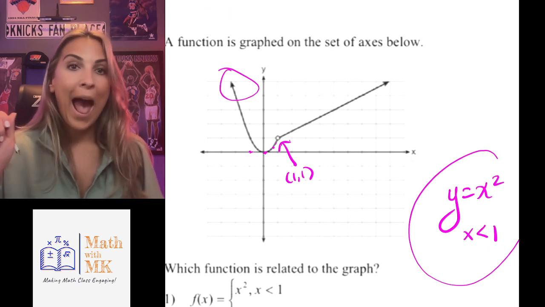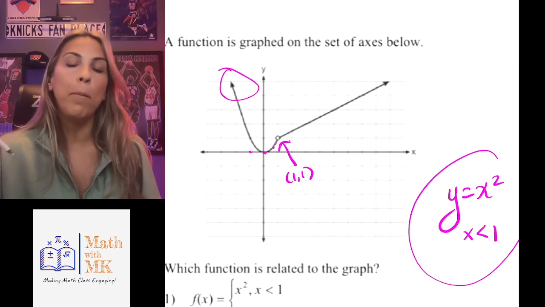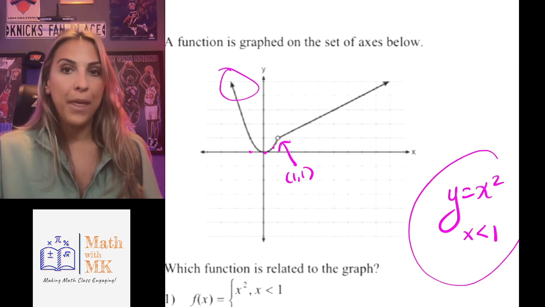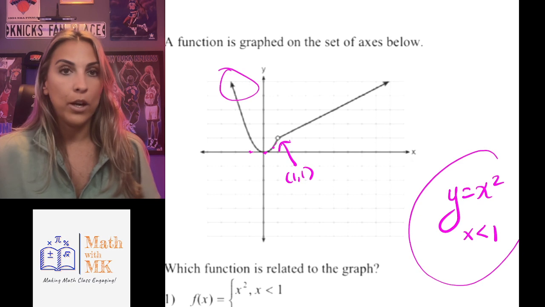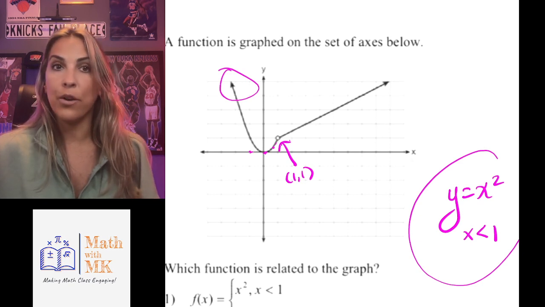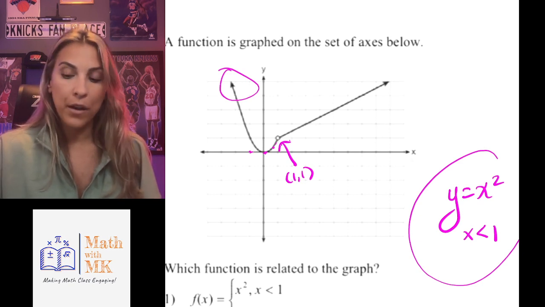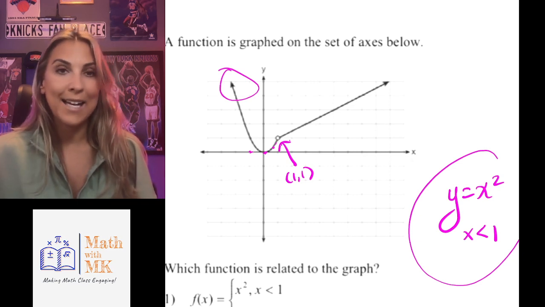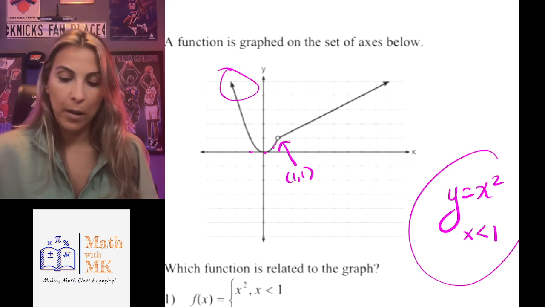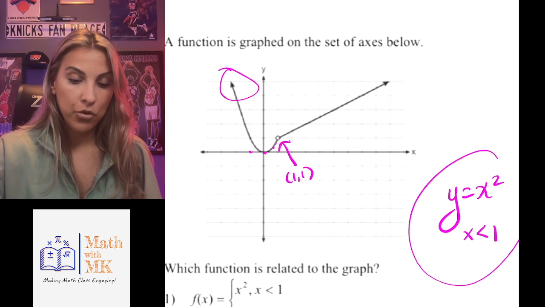All right. So had that point been shaded in, had that point been a part of this function, then we could say that we're using that equation for all values of x that are less than or equal to 1. But that open circle right there means we're using the inequality x is less than 1. Okay, so that's the first part of my drawing I have up here.